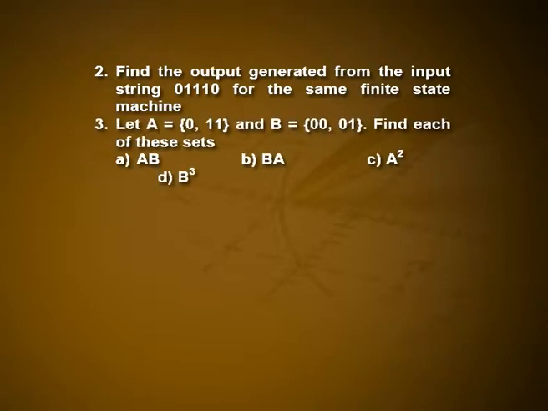Third one, let A be the set {0, 11} and B be the set {00, 01}. Find each of these sets: A, the set AB, B, the set BA, C set A squared, and D the set B cubed.